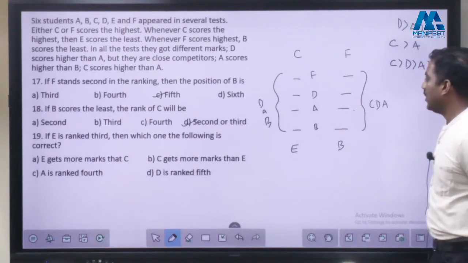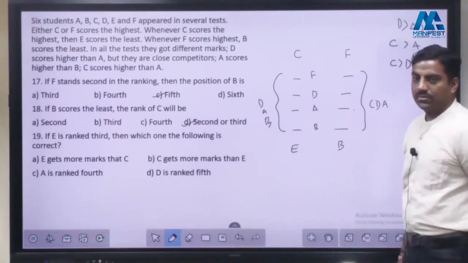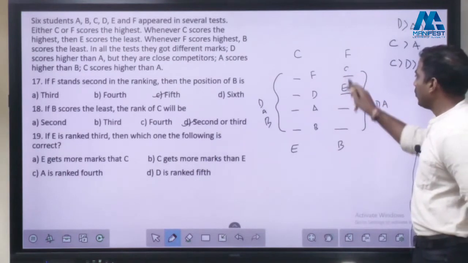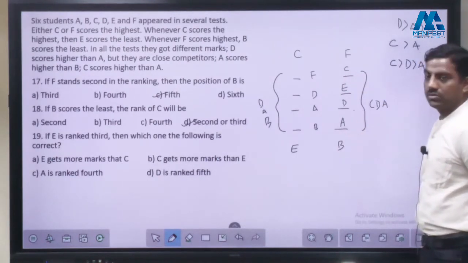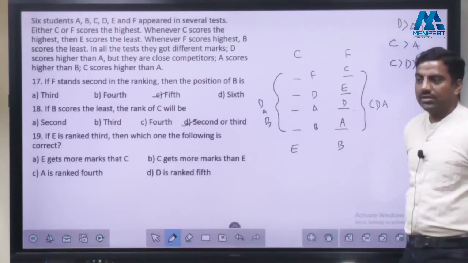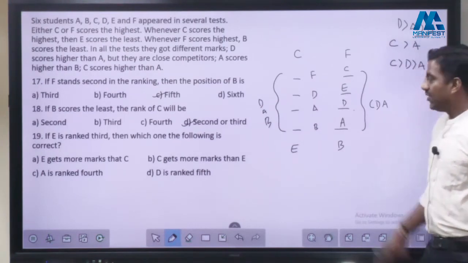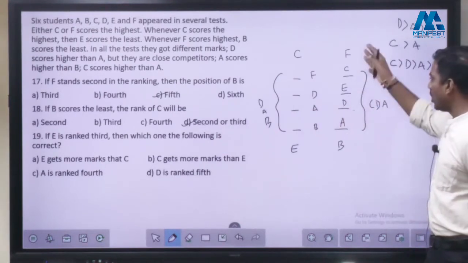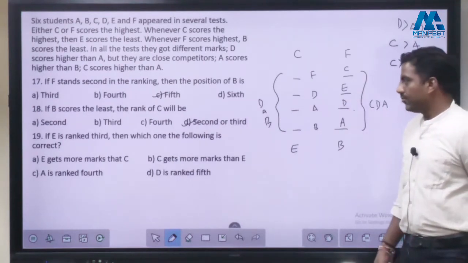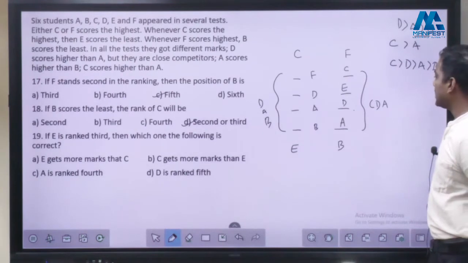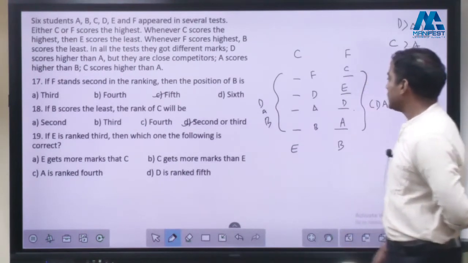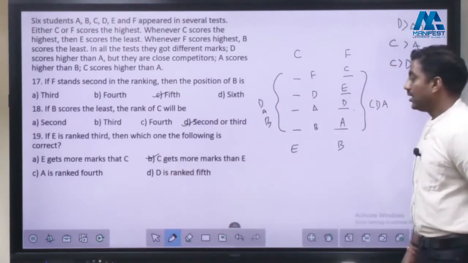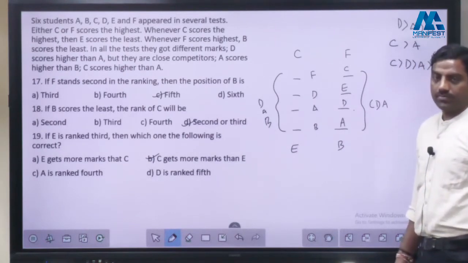If E is ranked third, in this case not possible. So if E is ranked third, then we don't have any other choice than putting C, D, A here. Yes or no? When we know about E, then other 3 can be accommodated like this. If A's position is third, then C, D, A will come here. This is the order: F, C, E, D, A, B. E gets more marks than C? No. C gets more marks than E? Yes. A is ranked 4th? No, 5th. D is ranked 5th? No, 4th. Okay, done?